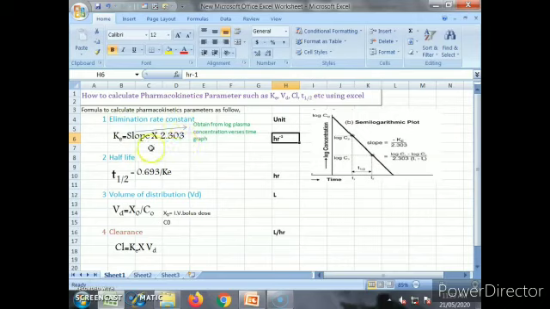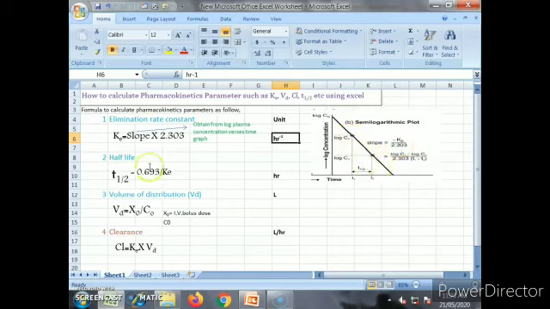To calculate this elimination rate constant, we have to determine the slope. The slope is obtained by using the log concentration versus time plot. We will get a straight line, and we have to determine the slope of this straight line, and that slope is equal to minus Ke divided by 2.303. So from this we can calculate the elimination rate constant. The minus value is due to the decrease in the concentration.